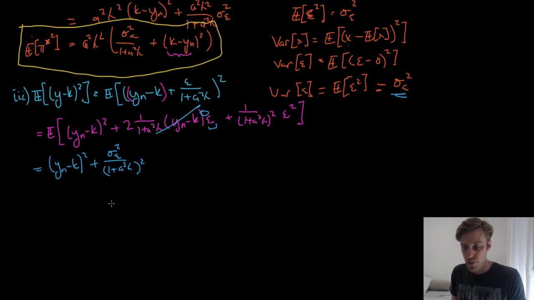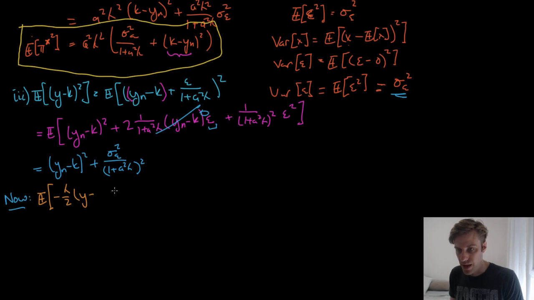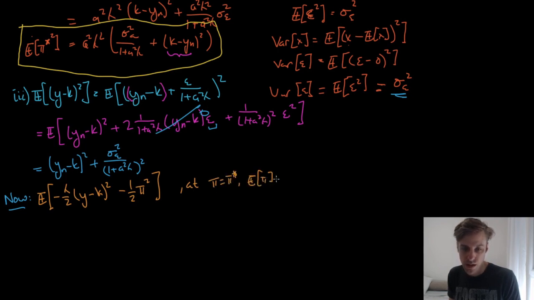Okay, so now we have all of the preliminaries that we need to tackle the problem. So now we return to our initial question, which was: what is the expected value of minus lambda over 2 times (y minus k) squared, minus 1/2 pi squared, at pi equals pi star, expected pi equals expected pi star?